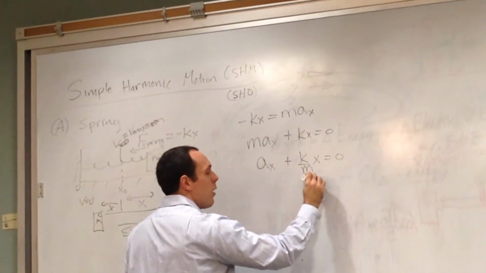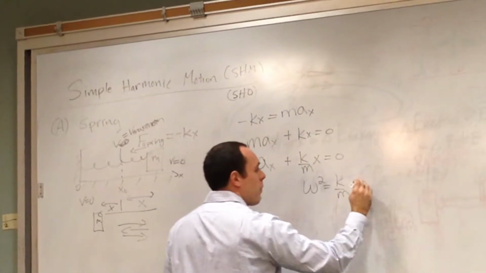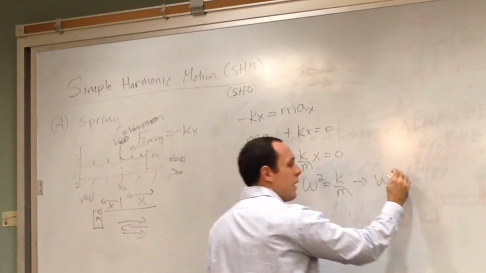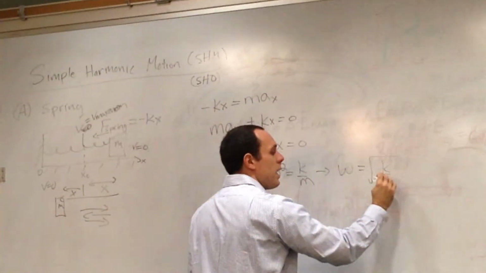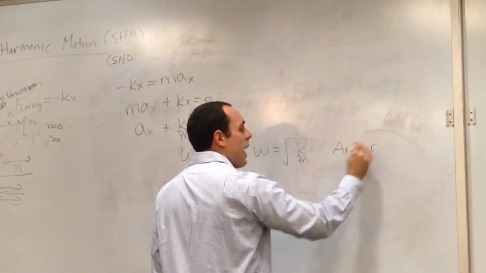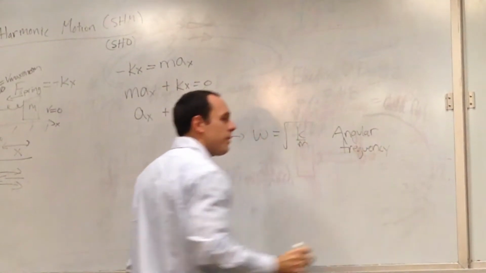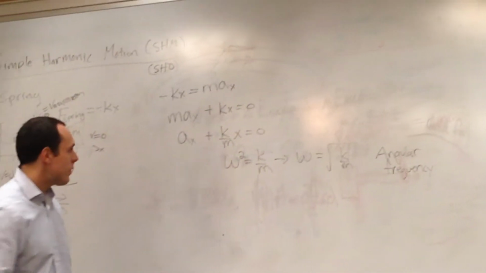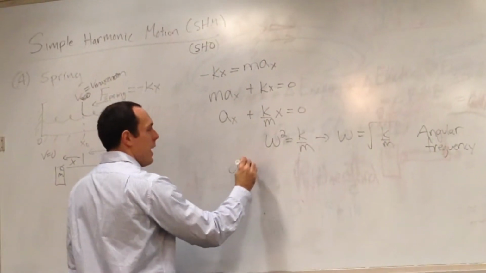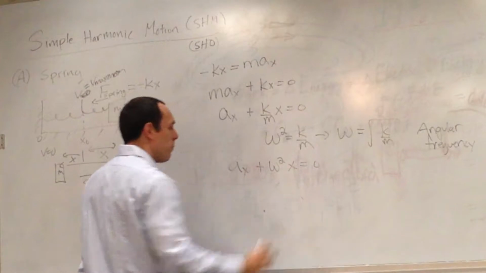Now let me define omega squared is k over m, which therefore means that omega is the square root of k over m, and we'll see in a moment that this is going to be our angular frequency. So now I have ax plus omega squared x is equal to 0.